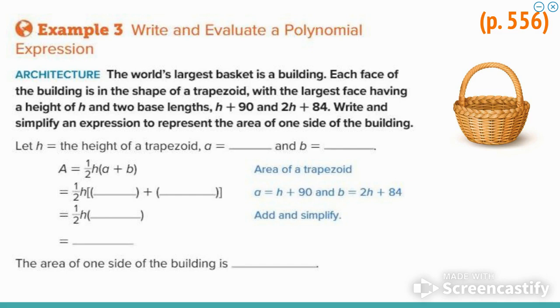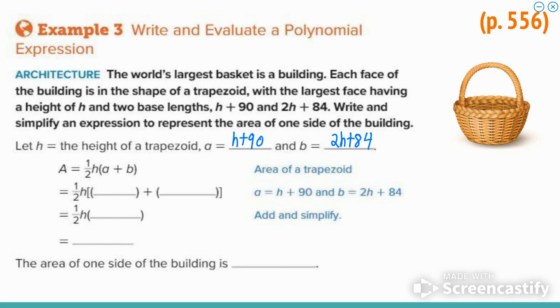So there's this formula for us. H is the height. But then we have A is equal to and B is equal to. Those are their bases, A and B. So A, we could let be h plus 90, while B is 2h plus 84.